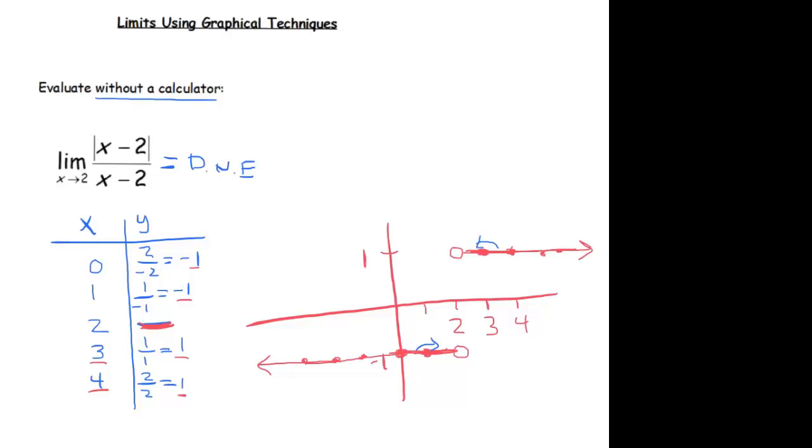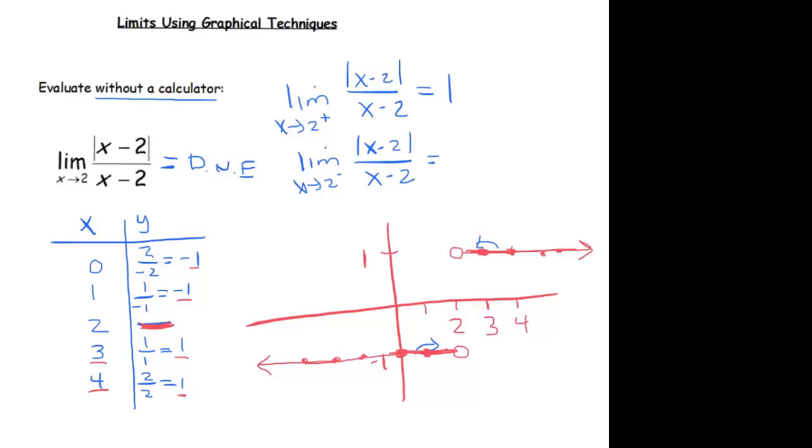However, if I ask this question, the limit as x approaches 2 from the right, that does have an answer, because we're just approaching 2 from the right. That answer is 1. And also, if I approach just from the left, that has an answer. It's negative 1. But since these are not the same, that implies that the limit in general, when you're approaching 2 from both sides, does not exist.